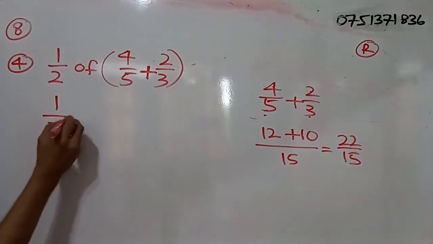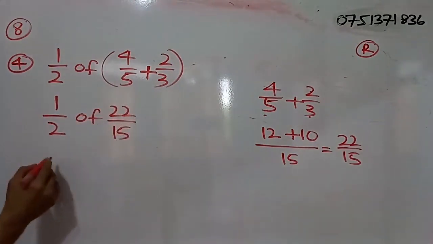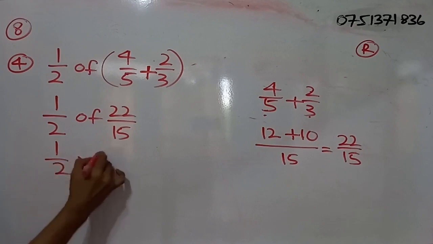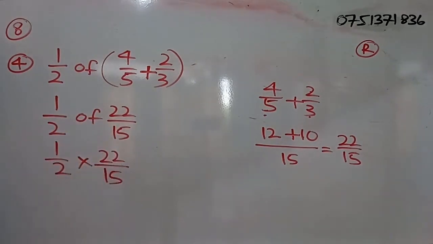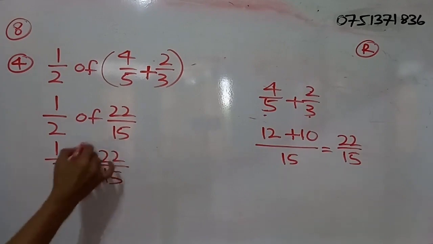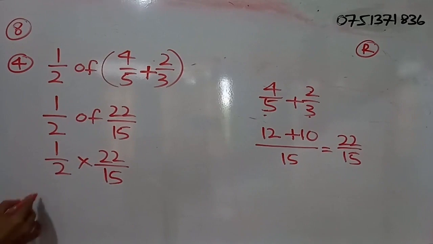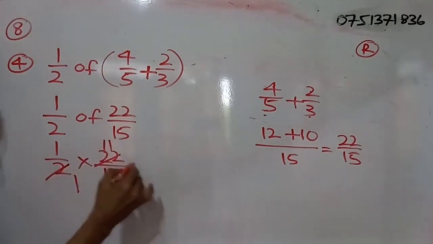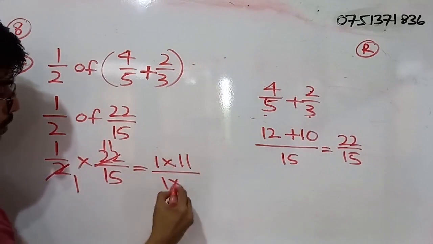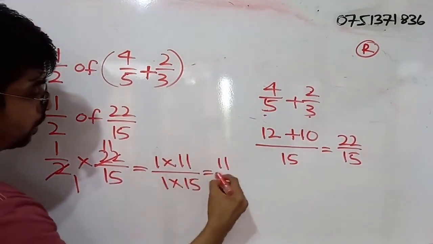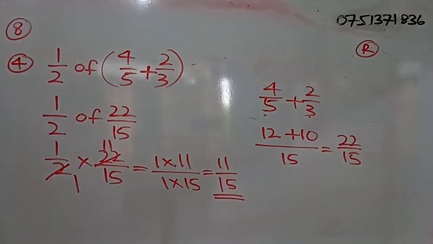So half of 22 by 15. So what do we do? Half of 22, sorry. This of means what? Multiplication. So we will rewrite this like this, right? So we will replace of with the multiplication symbol. So 2 times 1, 2 times 11. So here 1 times 11 and 1 times 15. So the answer is what? 11 times 15. Answer is 11 times 15.